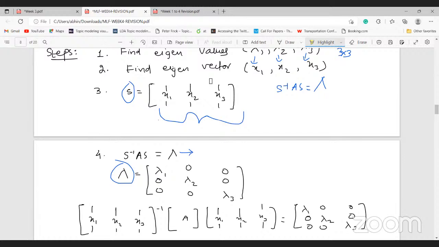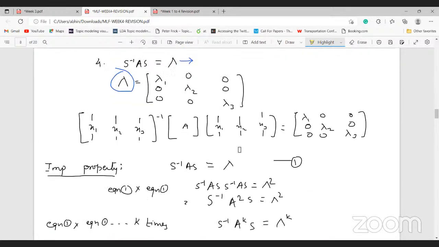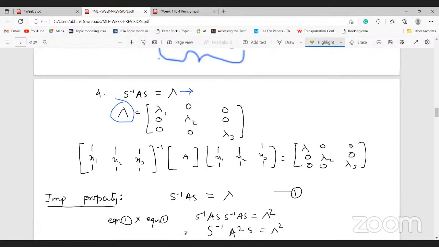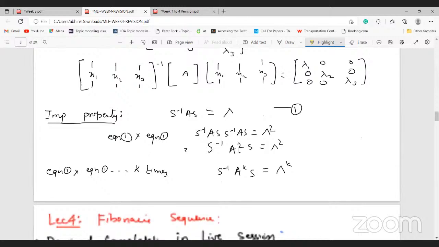That means, sir, if I change this order, it will also be okay? Yes, no problem mathematically. It's just that your order of eigenvalues will change. So these following steps are used for diagonalization.